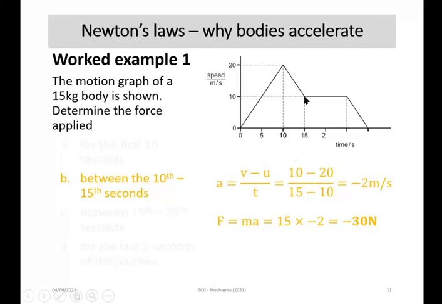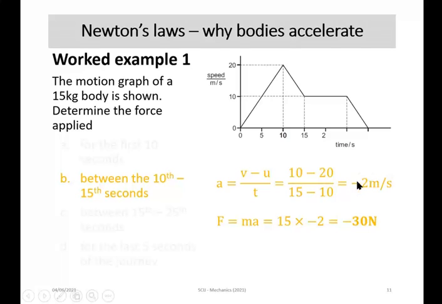What was the initial velocity? The initial velocity was on the 10th second. We are starting from 10 to 15. So initial, then final. So the initial was on the 10th second. Remember, this axis is the time axis. 10th second. And it was running at 20 meters per second. So we subtract 20 from 10 divided by 10 minus 15. And if you calculate this, you are going to get negative 2 meters per second squared.